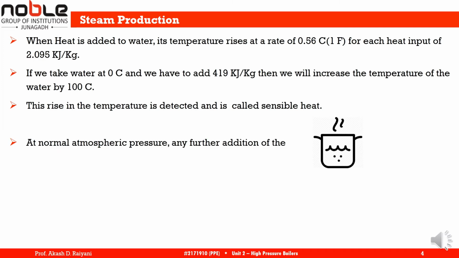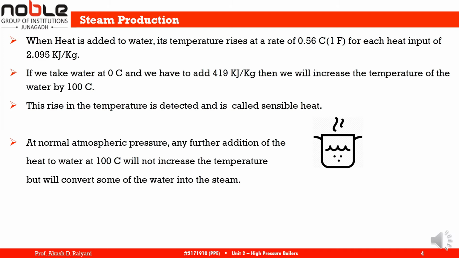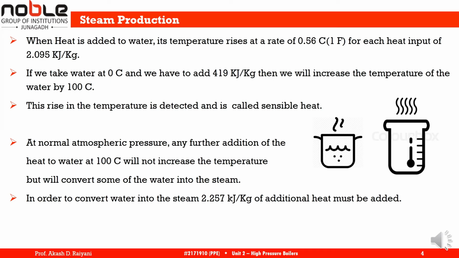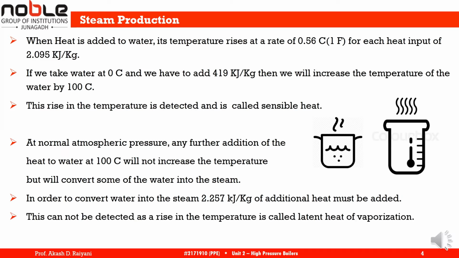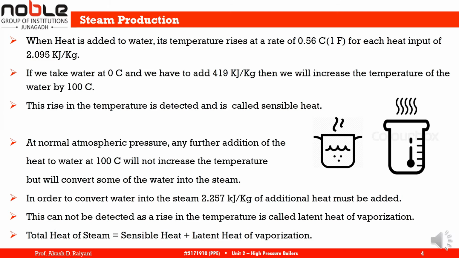This temperature rise can be detected and it is known as sensible heat. At normal atmospheric pressure, any further addition of heat to the water at 100 degree centigrade will not increase the temperature but will convert some amount of water into steam. In order to convert water into steam, 2257 kilojoule per kg of additional heat must be added, and this cannot be detected as a rise in temperature. It is called latent heat of vaporization. So the total heat of steam is equal to sensible heat plus latent heat of vaporization.